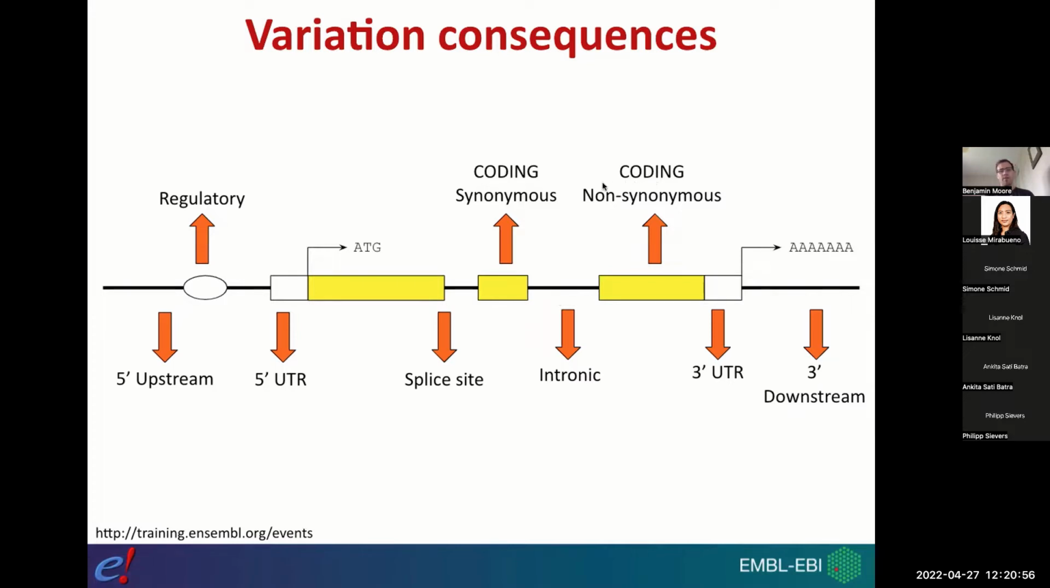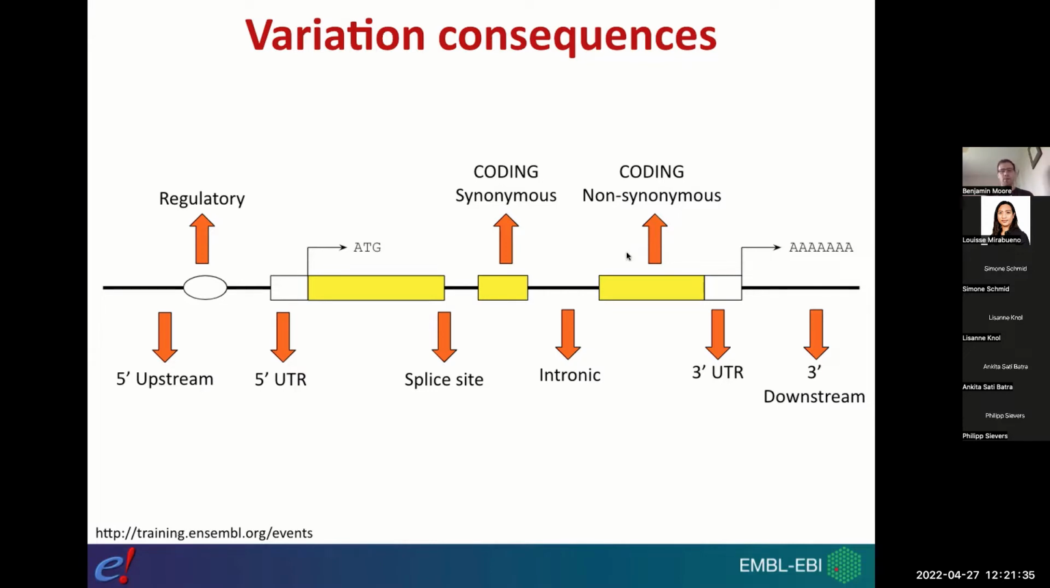Then we also have variants that might fall within the coding regions of genes. We can think of the coding variants as coming in two main categories. We can have a synonymous coding variant, and a synonymous coding variant is where you have a change in the genome that does not result in a change in the protein encoded at that position. We know that the genetic code is degenerate, so we can have more than one codon encoding for the same amino acid. What that means is that we can have a change in the genome, but that does not result in a change in the protein.